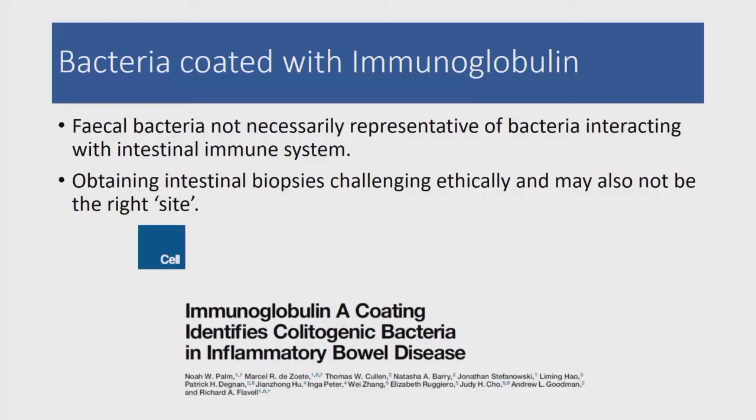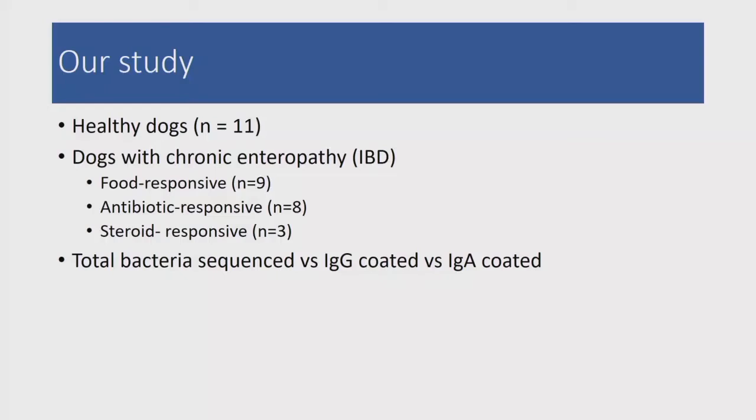So with this one, what we do is a mixture of flow cytometry to actually isolate the bacteria that are coated with immunoglobulin A and immunoglobulin G, and then do the sequencing on those particular bacteria. So we recruited 11 healthy dogs. We did those at two time points, and dogs with chronic enteropathy or IBD, when they had active disease and when they were in clinical remission. Nine of those dogs responded to a diet, eight required antibiotic treatment, and three were steroid responsive. We did total sequencing as well as the IgG and IgA coated as well.